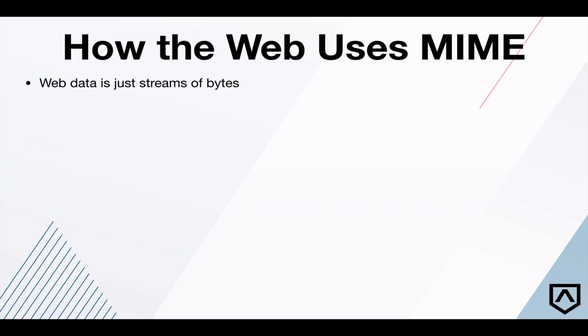Because all data just looks the same. It's all a big pile of numbers. So how do we know this big pile of numbers is HTML data? Or how do we know if it's GIF data, for instance?